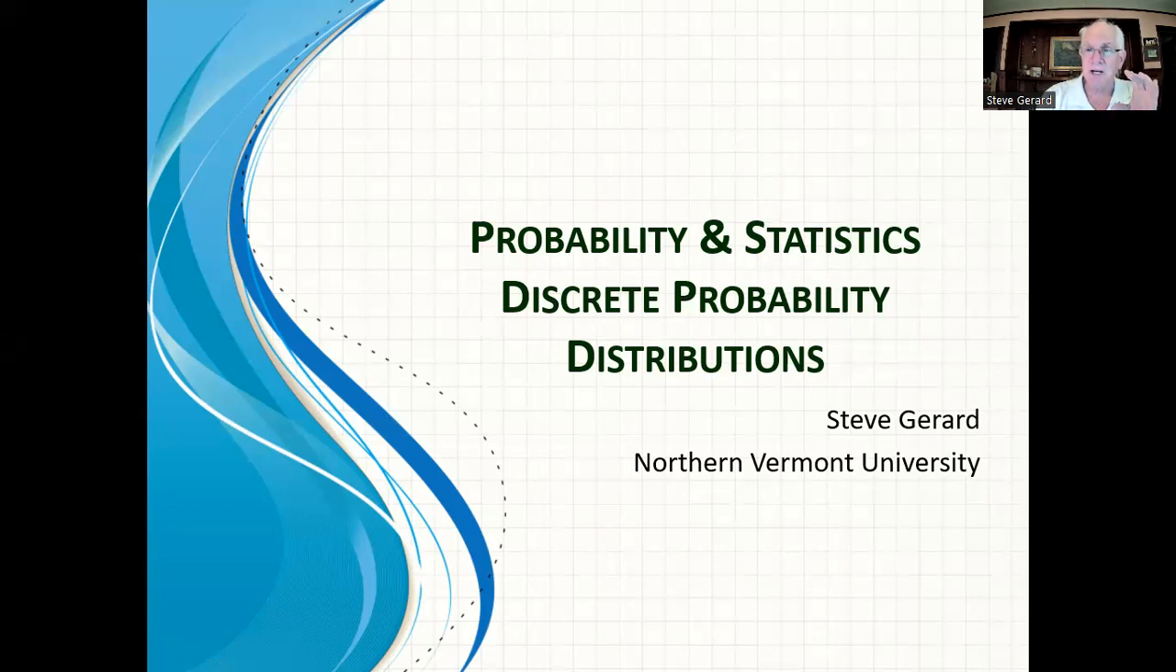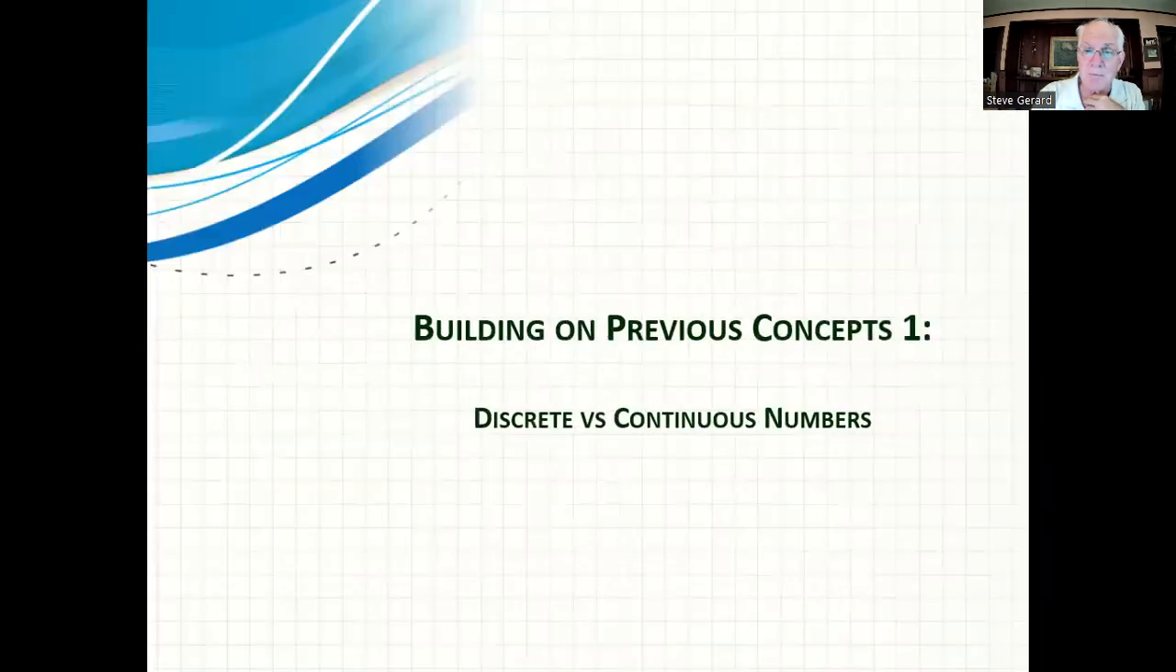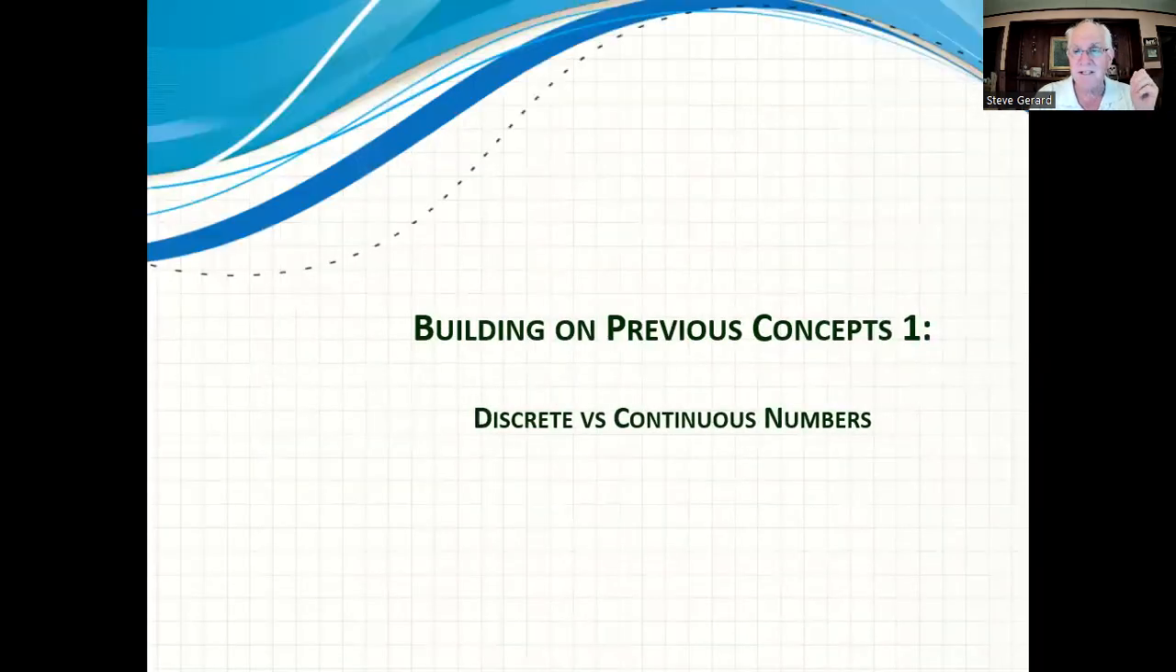This chapter, the last chapter was on classical probability and some basic concepts about probability. This is about discrete probability distributions. The next chapter will be about continuous probability distributions. I want to mention that this builds on previous concepts.